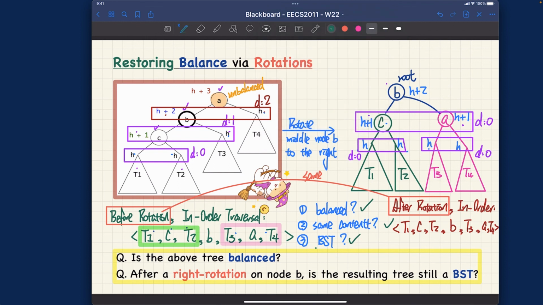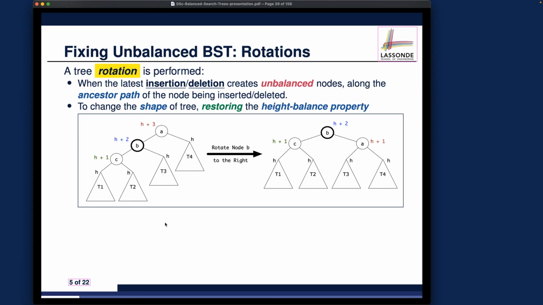Also checked. These are the three questions you always ask yourself whenever you want to perform some rotation on the tree with the purpose of restoring the balance. Make sure the resulting tree, of course, should be balanced. Otherwise, why would you do it? It should be balanced, and also the contents will not be lost, and also the search property is not compromised. If you compromise this property, even though the tree is balanced, it cannot be used for search purposes anymore.